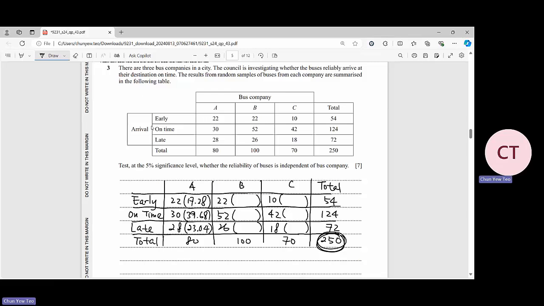You need to be aware that these three values added together will be the same as the row total as well. To save time, I am not going to calculate one by one. I will just give you the result for the rest of the expected values: 49.60 here, and then 28.80, 15.12, 34.72 and 20.16. These are the expected values for each and every element inside the column.